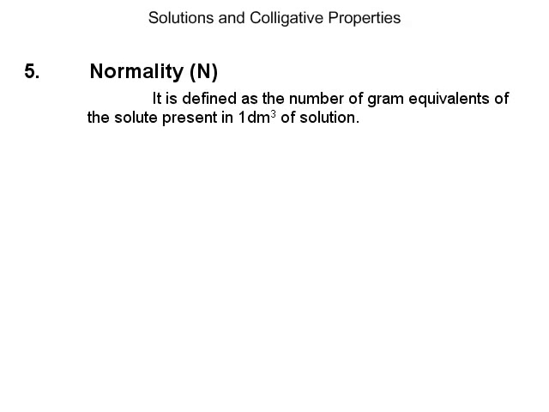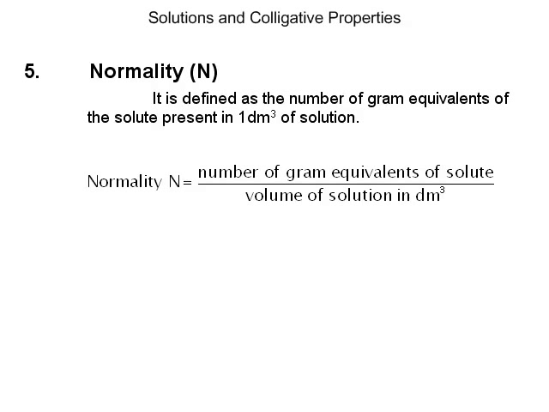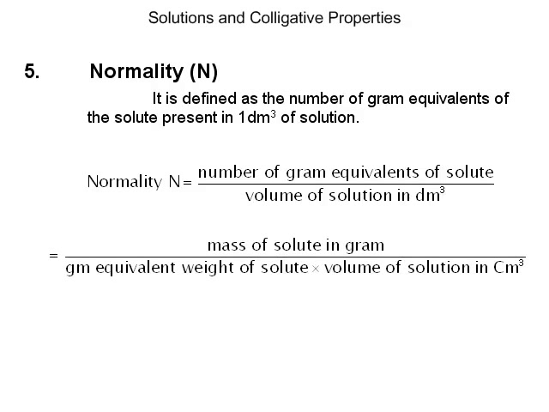Normality N. It is defined as the number of gram equivalents of the solute present in 1 dm cube of solution. Normality N is equal to number of gram equivalents of the solute upon volume of solution in dm cube, which is equal to mass of solute in gram upon gram equivalent weight of solute into volume of solution in cm cube.